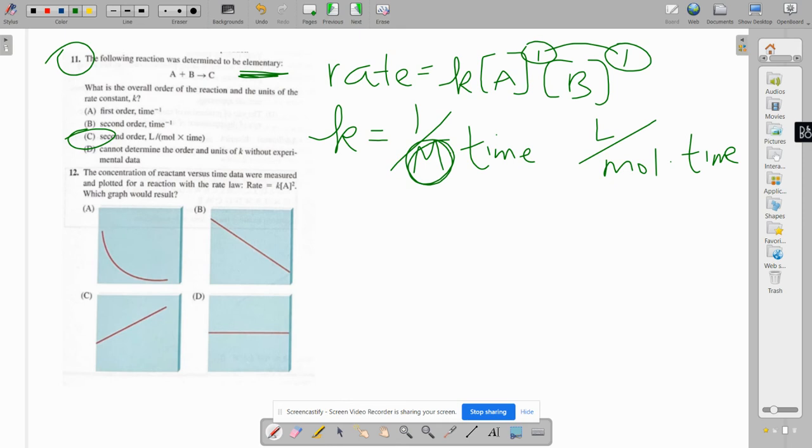The key word there is just to know that elementary is referring to a step in a mechanism, and it just means that you use the coefficients to determine the order. Let's see, how about number 12? This one is another graphing question.